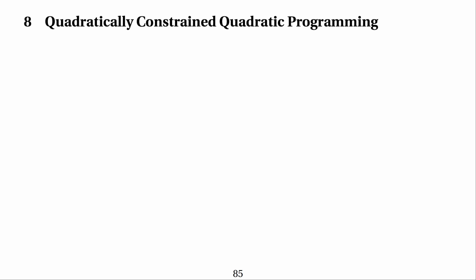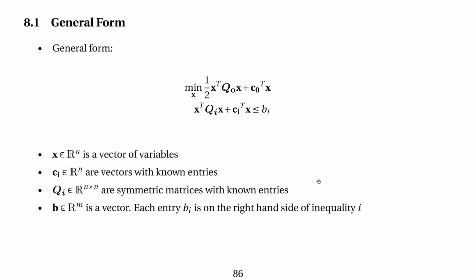Also, we would like to briefly mention quadratically constrained quadratic programming. In quadratically constrained quadratic programming, we now have the objective function that is quadratic, same as before, but now the constraint functions can also be quadratic. We just have the general form for real variables here. Here we have the objective function, same as before, and here we have constraint functions.